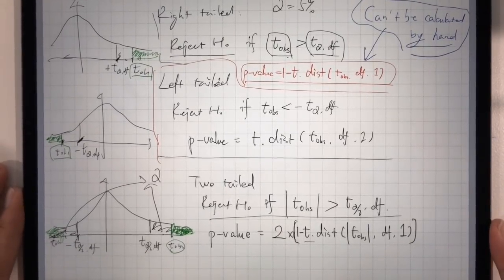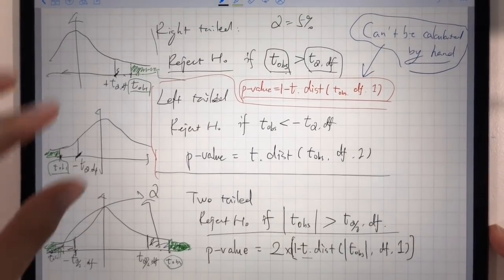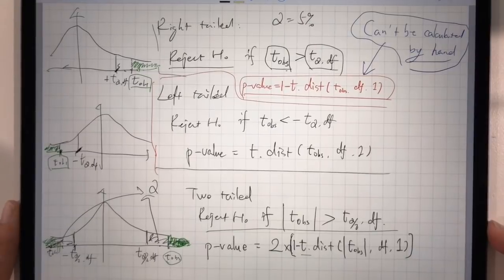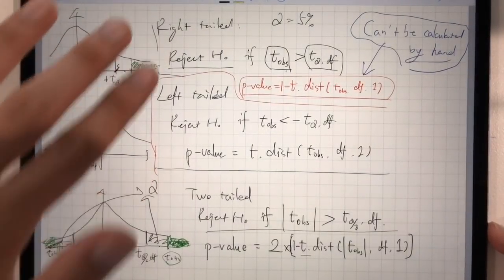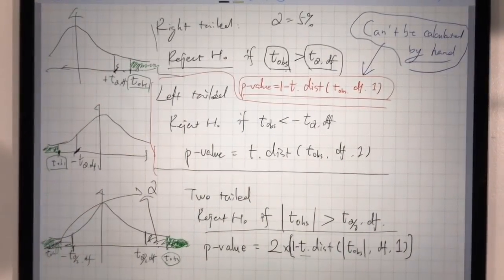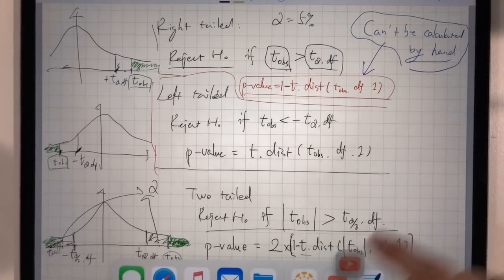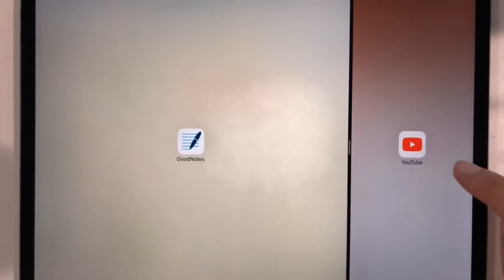All right. So that's all about the decision rules and p-value calculations for the right tail test, left tail test, and two-tail test. Okay, hopefully it helps. Now, let's look at your chats.